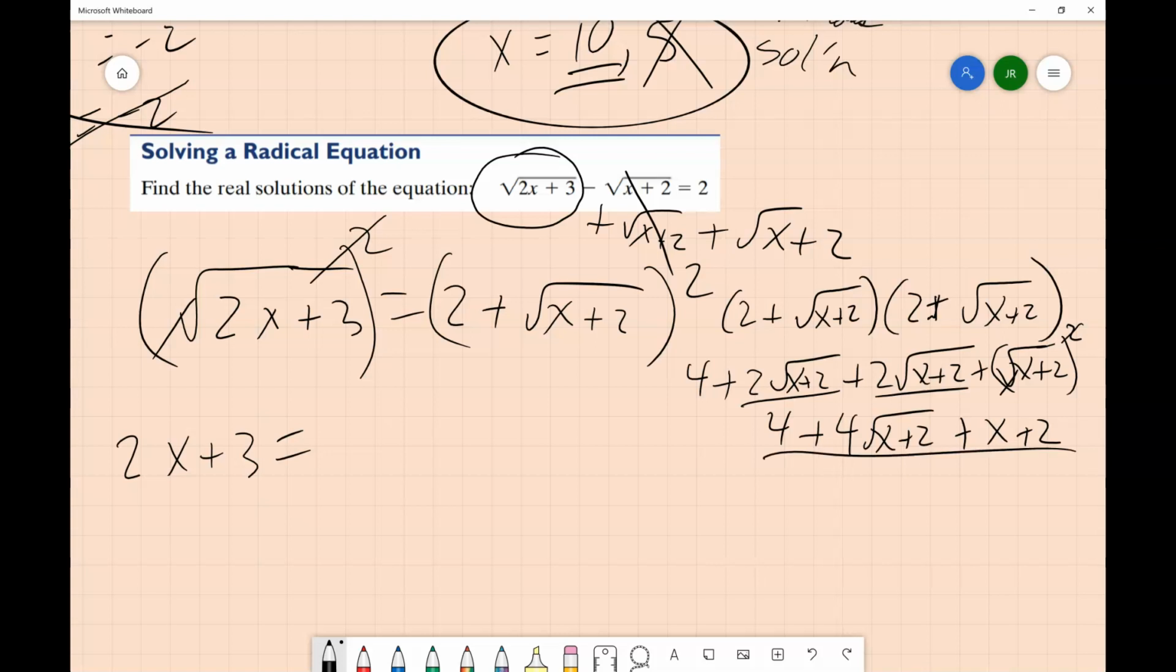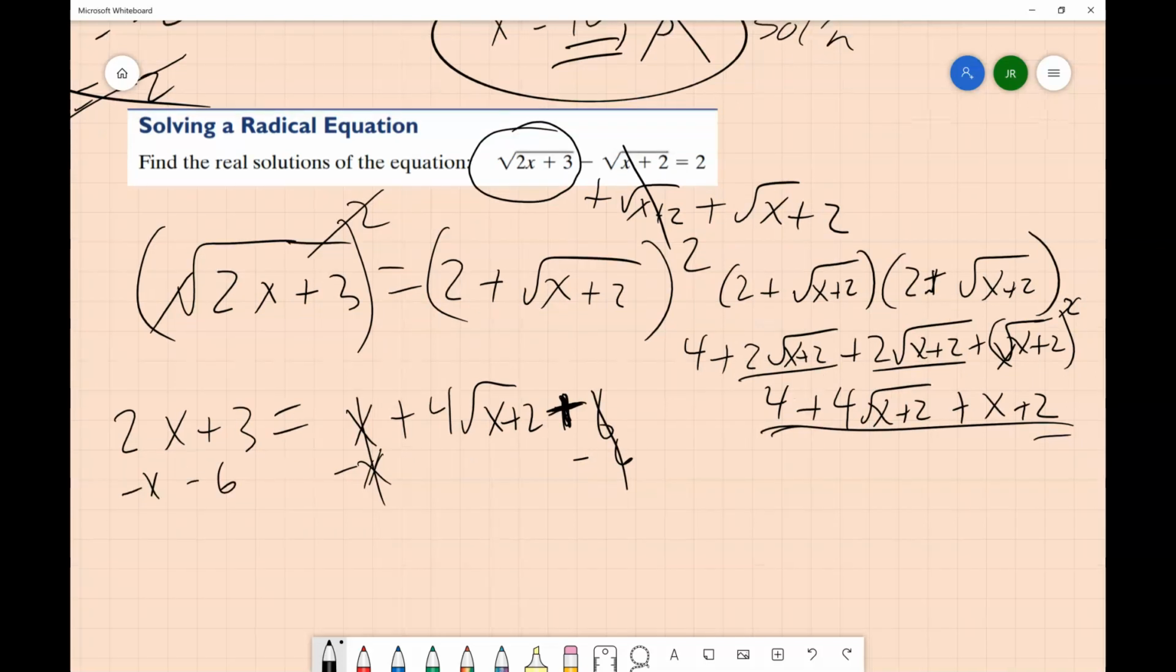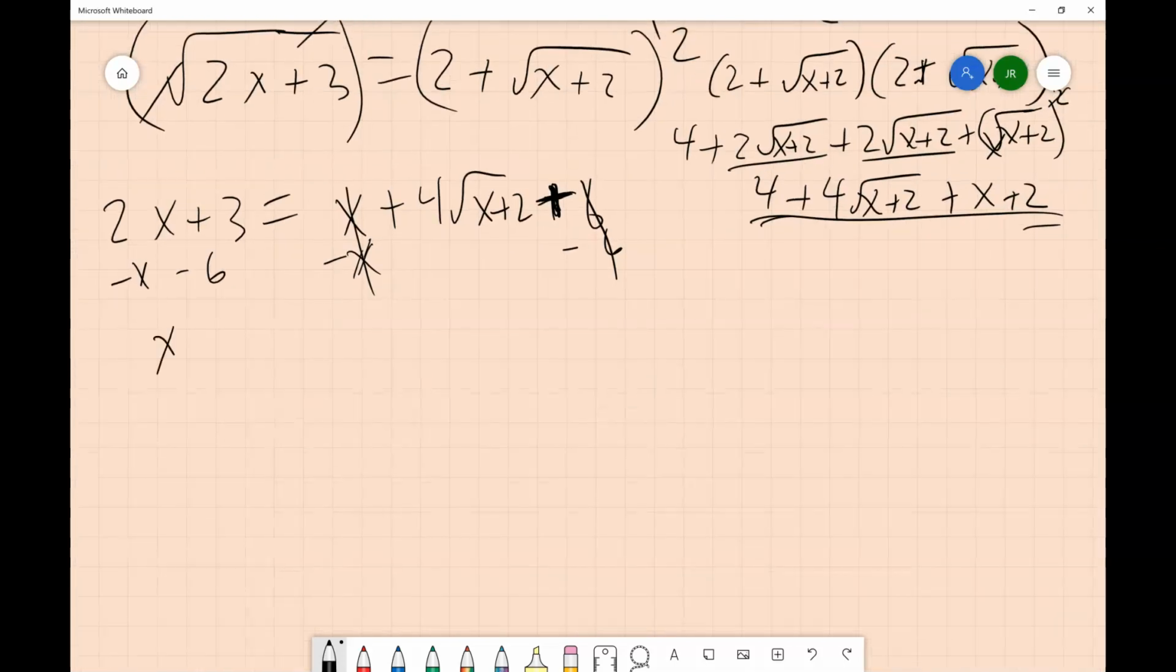Now, if I simplify that by combining like terms as much as possible, I get x plus 4 square root x plus 2 plus 6. All right, where did that 6 come from? It came from the 4 and the 2 adding together. Okay, now what I will do is subtract the x and subtract the 6 to combine them with their like terms over on the left. Minus x minus 6. That gives me x minus 3 equals 4 square root of x plus 2.